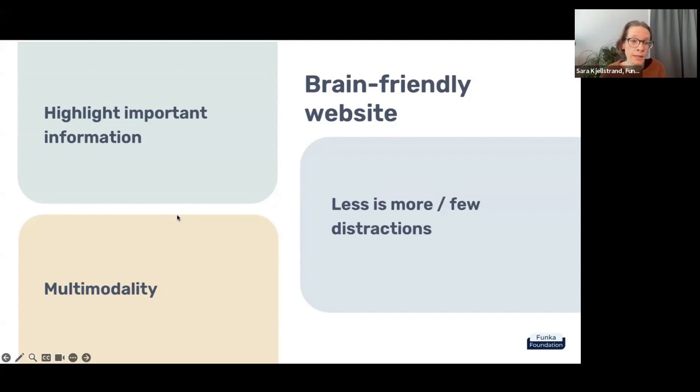And so these are just a few tips, but we're going to go through examples of how you can highlight important information, have fewer distractions on your website, and also why multimodality is good for helping the brain to process information.